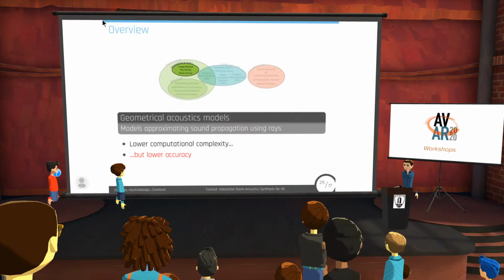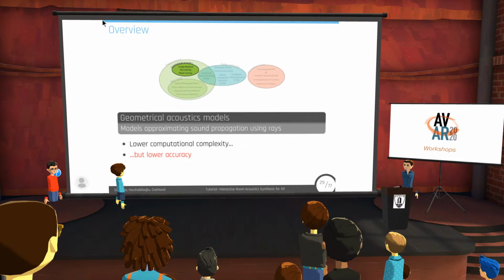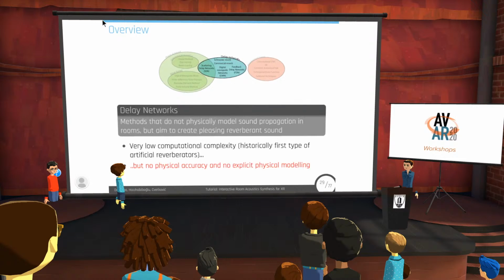So once again, the computational complexity of these models is quite high. It typically depends on the size of the volume, but that can also mean hours of simulations, let alone real-time operation, which is what we want for applications in XR. So a class of models that reduces the complexity, but at the same time also reduces accuracy, is the class of models that we call geometrical acoustic models. These models approximate sound propagation using rays. We're going to take a look at those in a couple of slides.